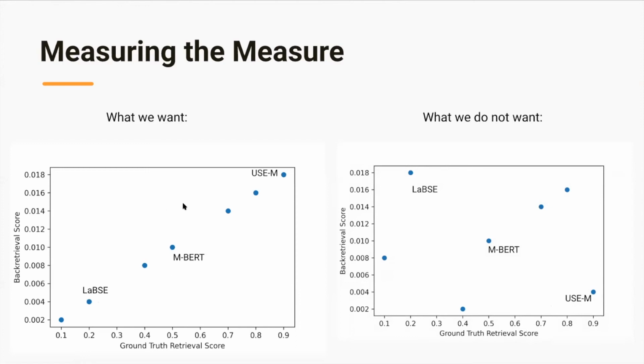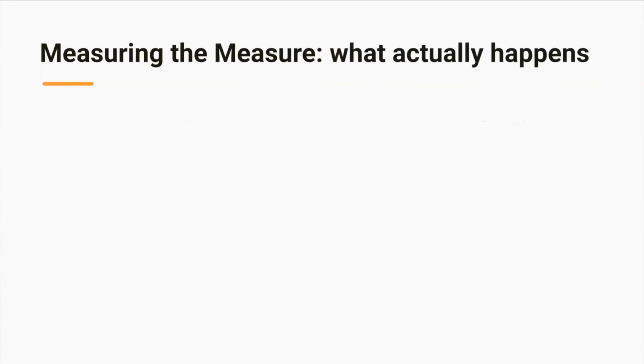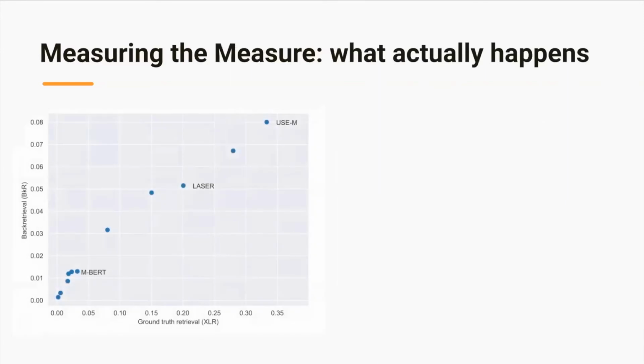Now the question is, what actually is true in the world? If you actually do this experiment, what is going to be the result? And how is this graph going to look? And it actually looks like this. It's much better than random, for sure. It's not a perfect line, but still, it's pretty much everywhere. If the model scores higher on back retrieval, it also scores higher on ground truth. It's not quite a straight line, of course, but it's getting there.